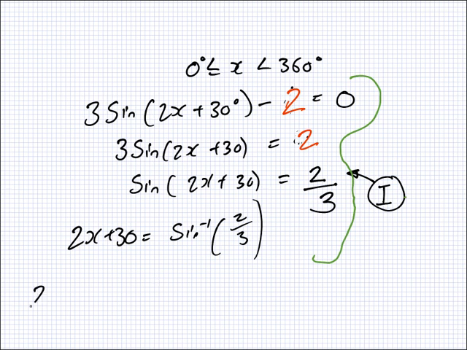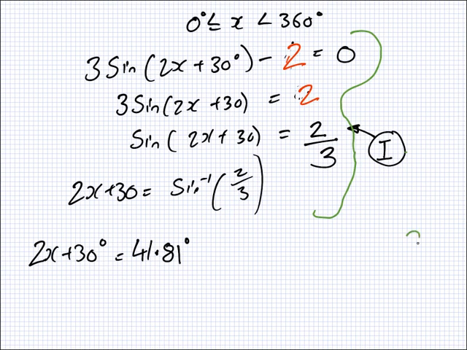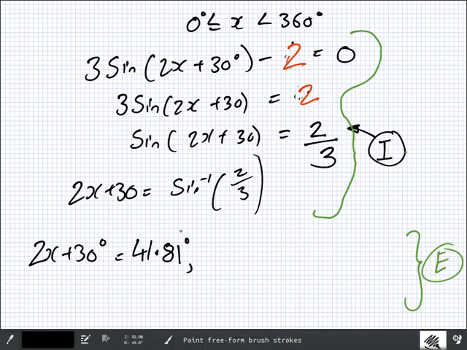Okay, so we have 2x plus 30 equals, what did you say? Okay, so 41.81 degrees. Now this is critical. You must find the extra answers next. You can't take the 30 over and divide by 2. So this next step is getting the extra answers. Now we know how to get the next one for sine. It's 180 minus the first one. So what do we get here?